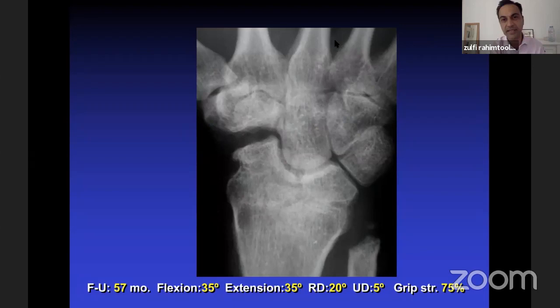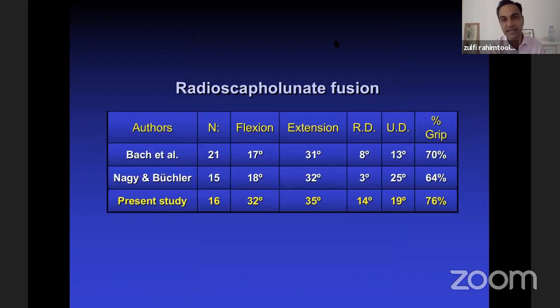Note the sparing, once again, of the mid-carpal cartilage on the X-ray here. So this study showed that, compared to some of the previous studies, we had a good radial deviation, unlocking that mid-carpal motion, and an improved satisfaction, which I haven't shown here, but good grip strengths.